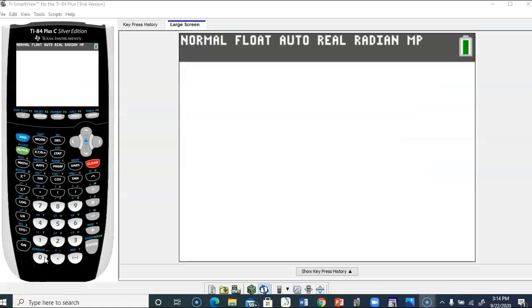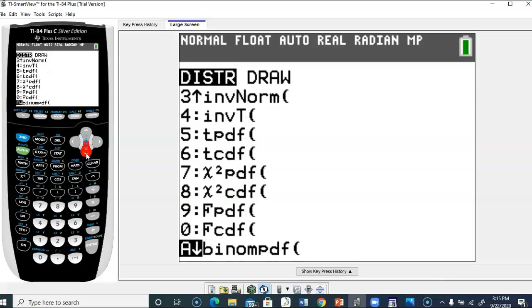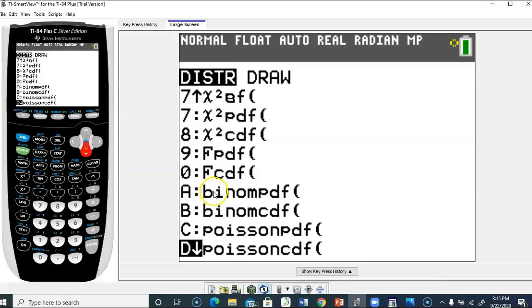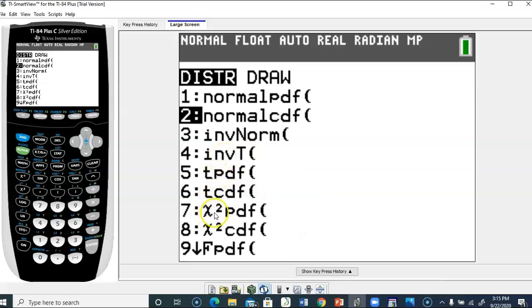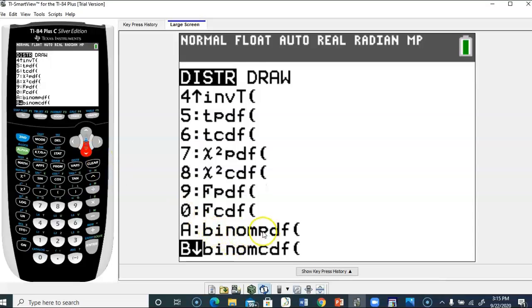Okay, before we go any further, I want to make sure everybody is with me on the calculator. So if you go to second and VARs, it's going to bring up this menu here. There are other functions down below here. So if we scroll down, I have to scroll all the way down to A and B. Okay, here are the two that we're going to be working with.